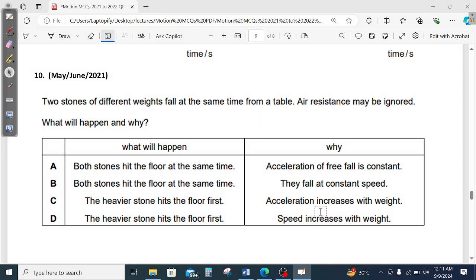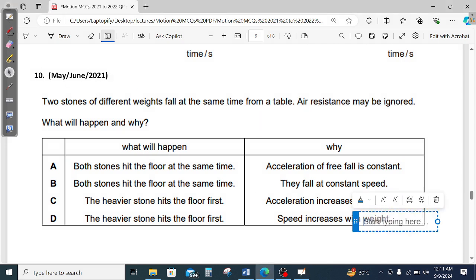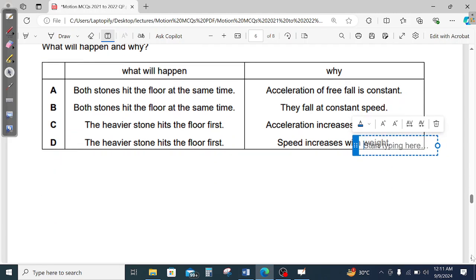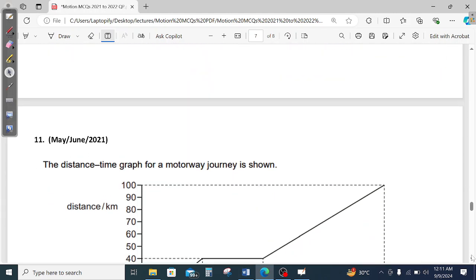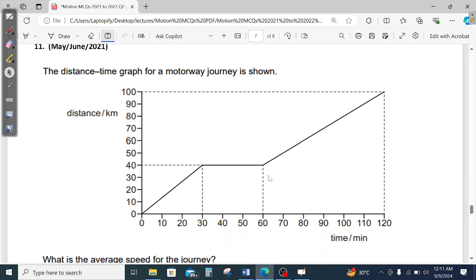Now question number 11. The distance time graph for a motorway journey is shown. What is the average speed?